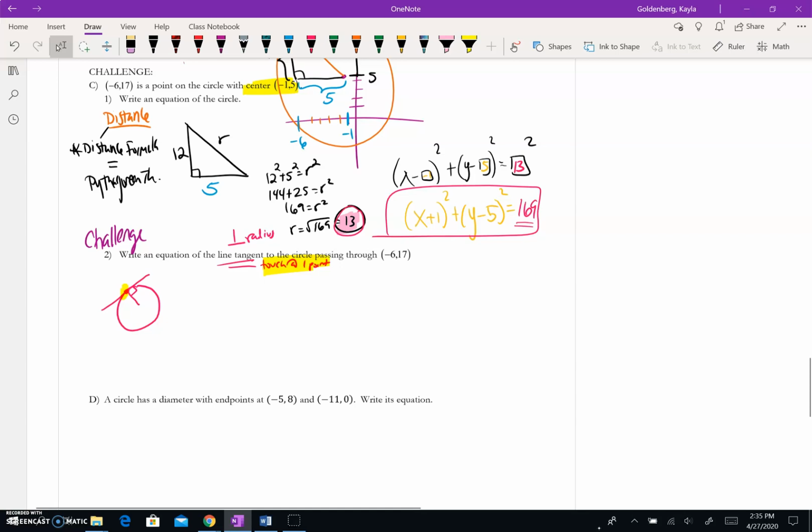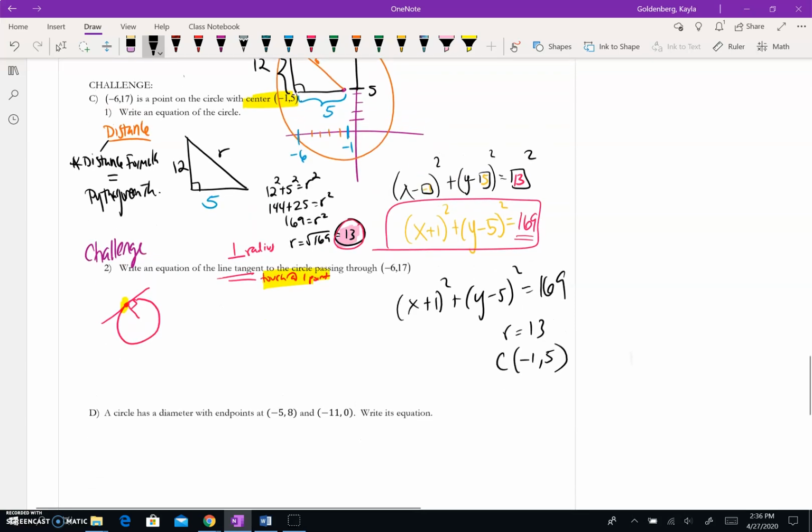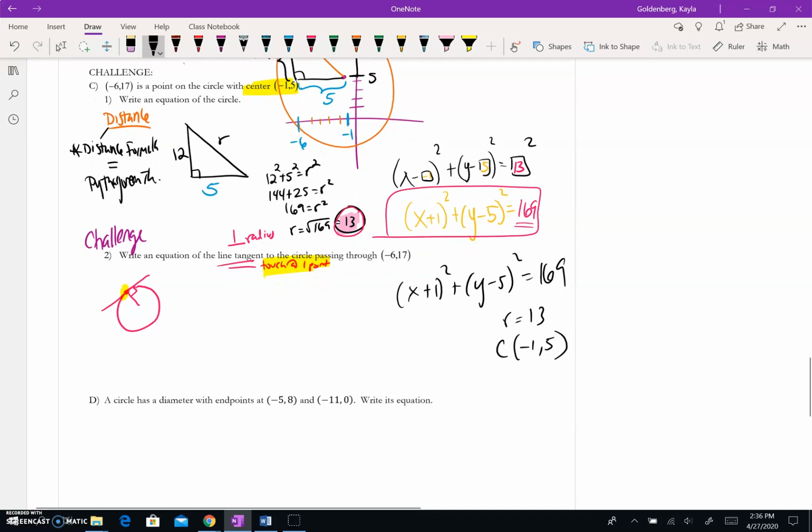So I believe that this is still part of problem C. So we have just found, yes, that makes more sense. So we're still part of the same circle that we were just discussing. So here's the circle's equation that we figured out in part 1. We know radius is 13, center is -1, 5, and we want to find the equation of a line tangent to the circle passing through that specific point that they highlighted before, -6, 17.